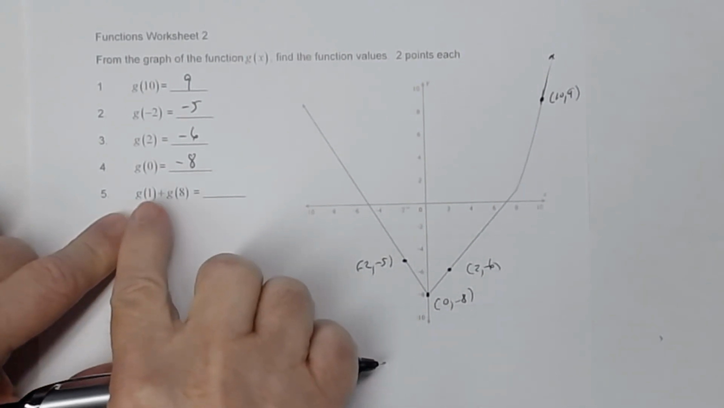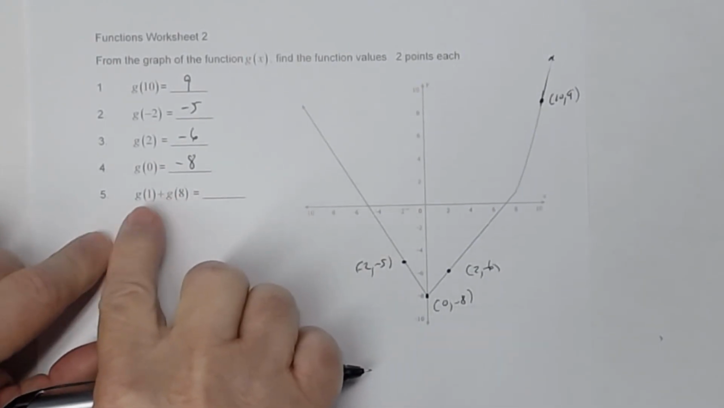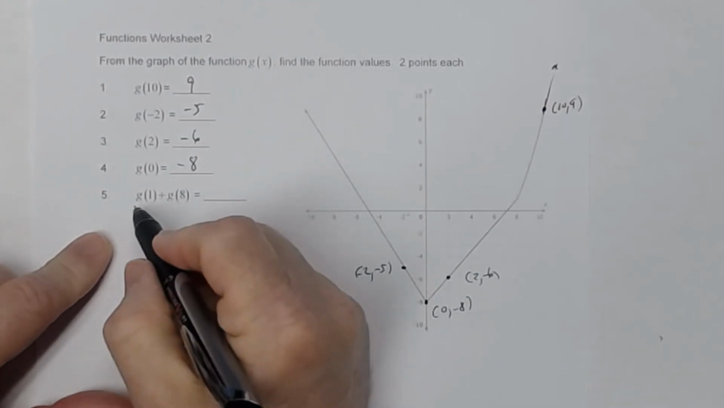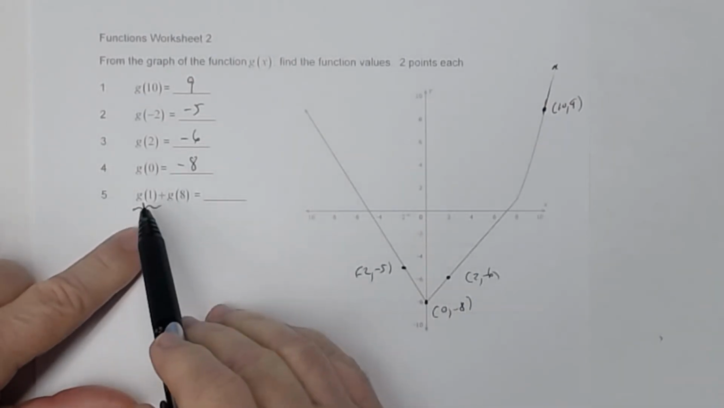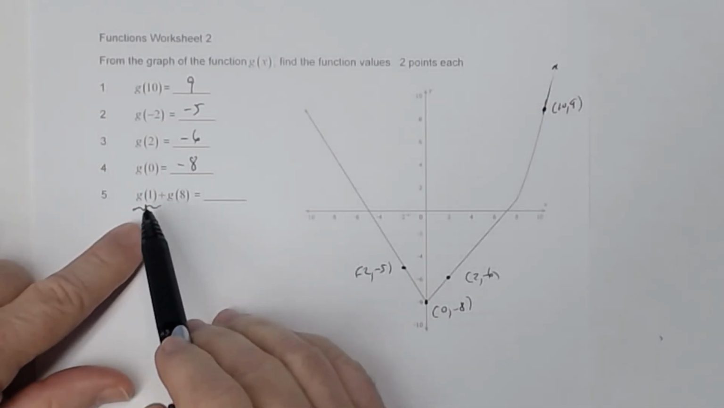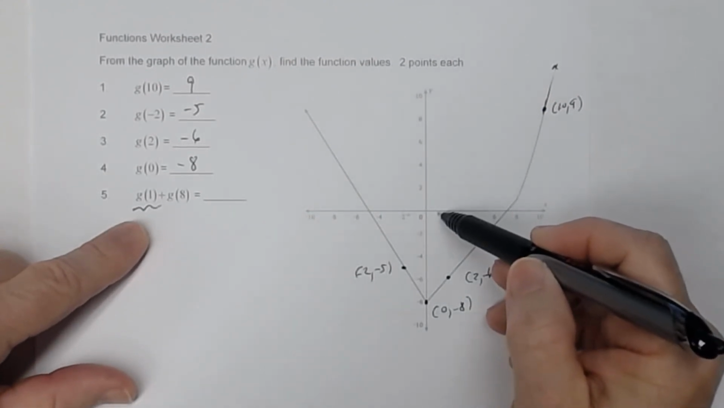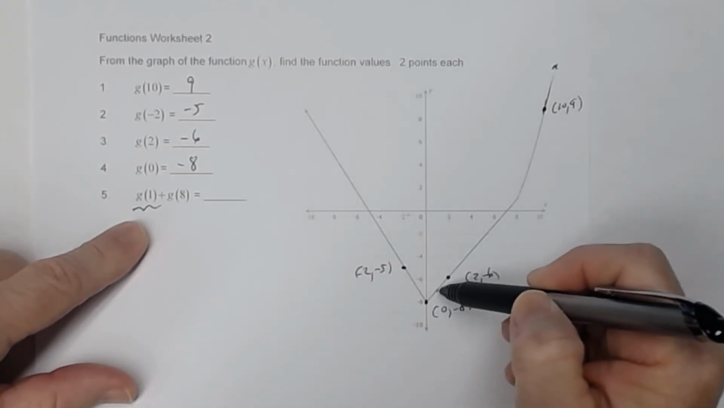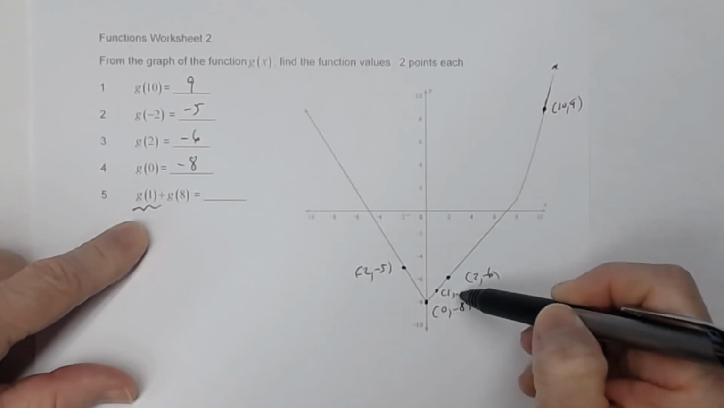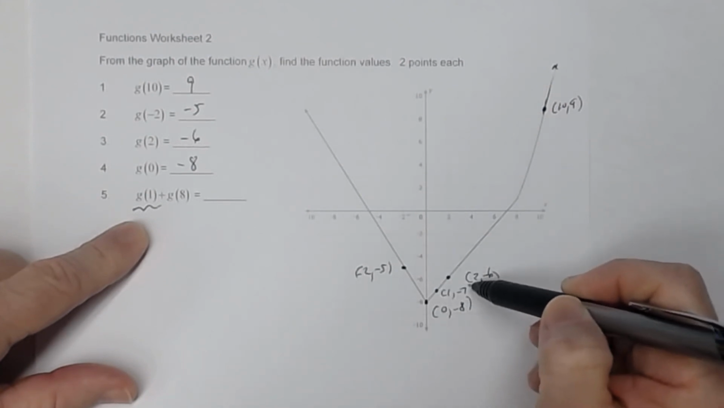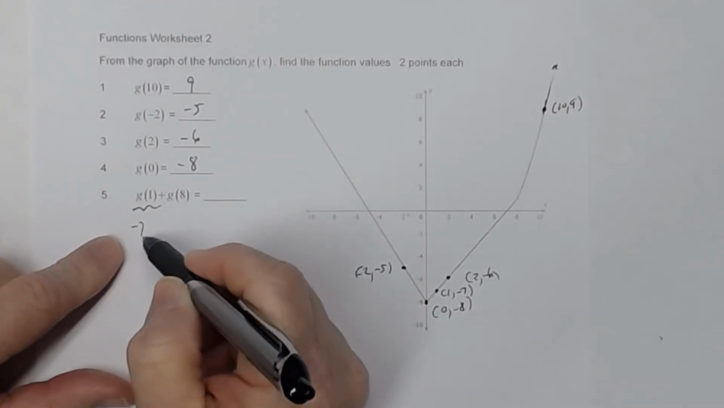Now number 5, you want to add those two function values. So you have to find each one first. So g of 1, let's do that first. So g of 1, what is the y value when x is 1? Well, when x is 1, my y value, that's going to be right here. So when x is 1, my y value is negative 7. So negative 7 is going to go here.